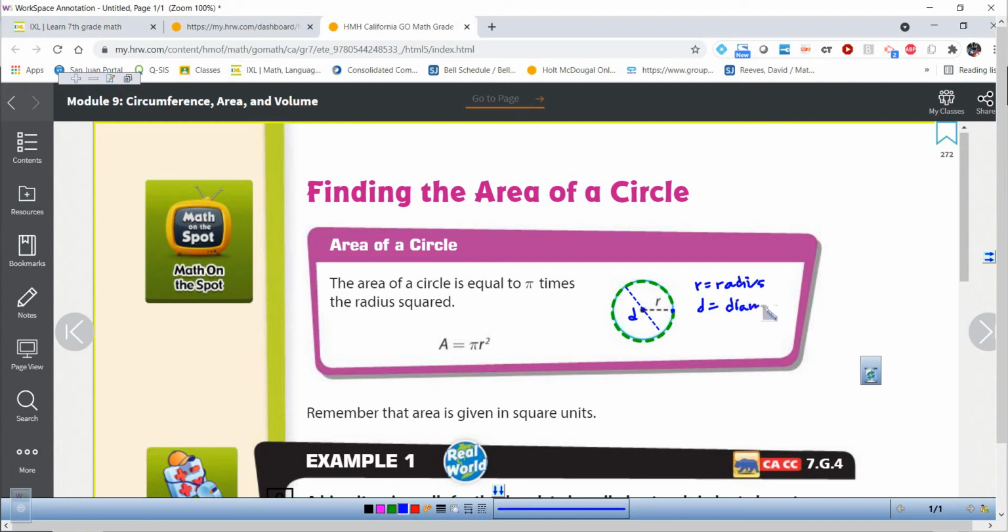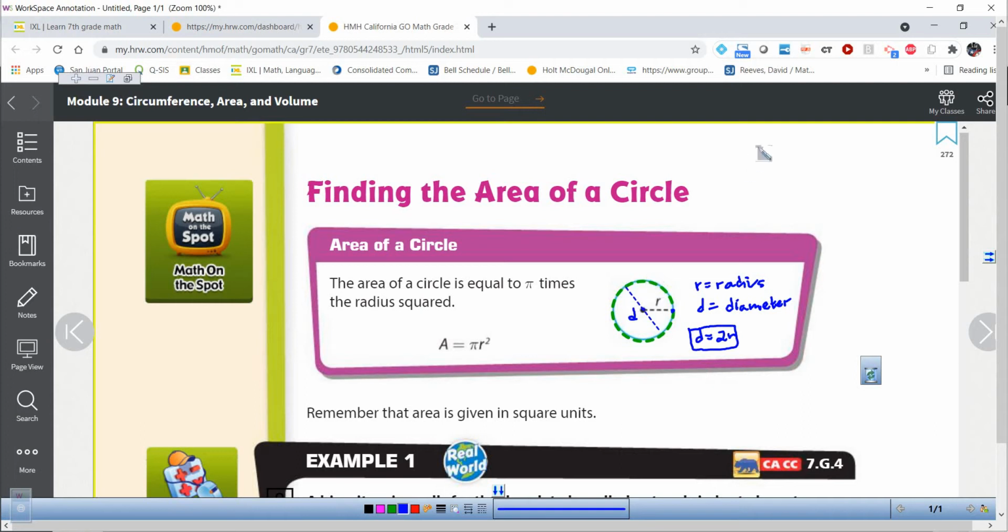That is the distance all the way across the circle, where the radius goes only halfway across from the center. And remember, the relationship is that the diameter is equal to 2 times the radius. Something that's going to be very important to remember when you are working with finding the area of the circle.